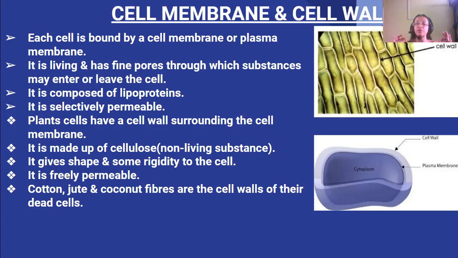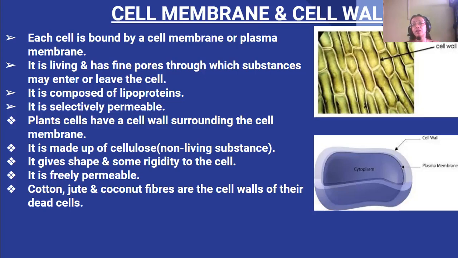Certain specific substances can only enter and leave the cell. That is why the cell membrane is known as semi-permeable or selectively permeable. Okay. Now, plant cells have a cell wall also. This is not present in animal cells. The plant cells have a cell wall which surrounds the cell membrane.